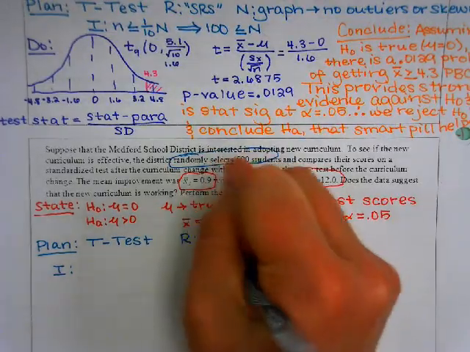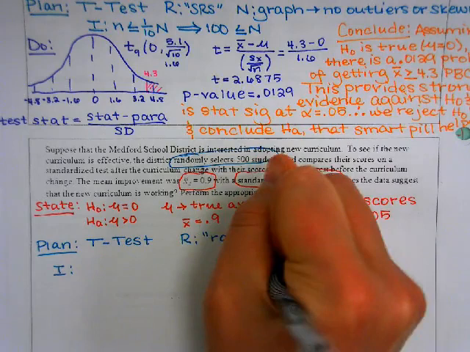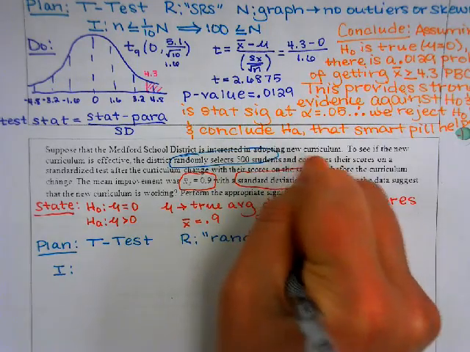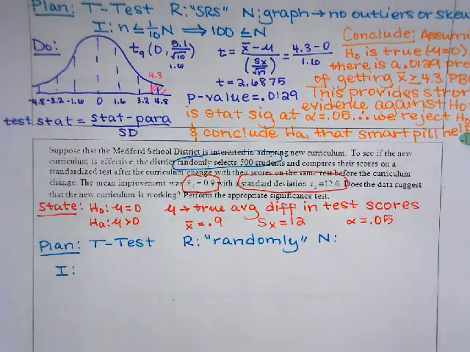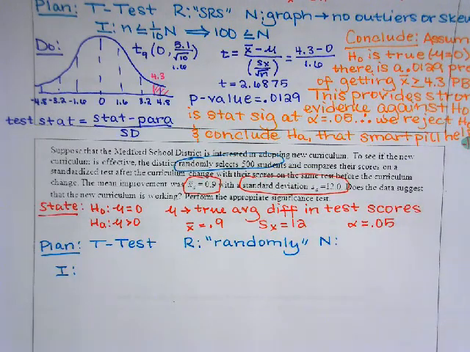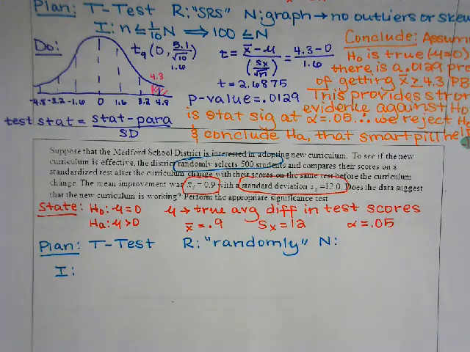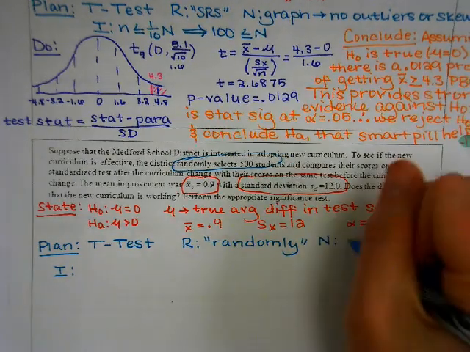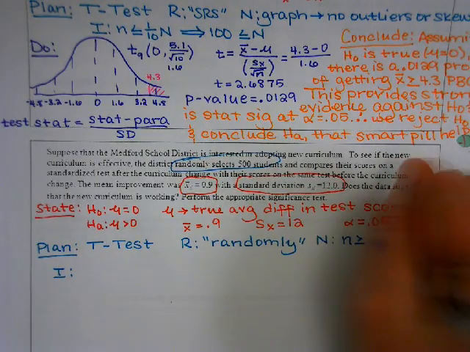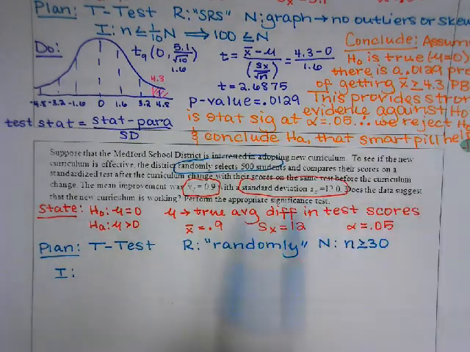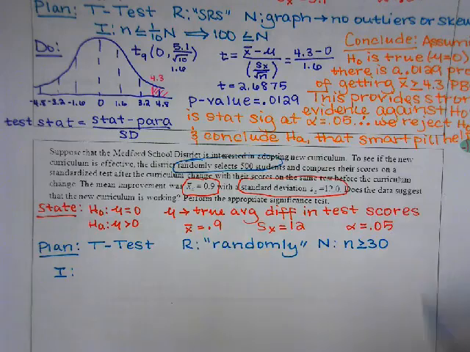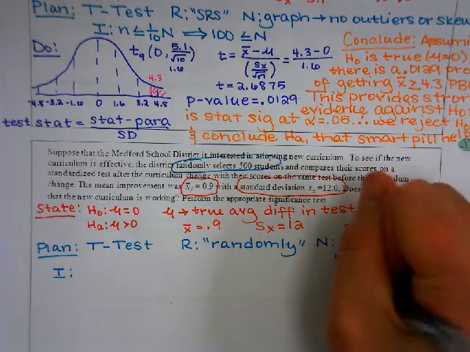How do we know it's normal? The sample size is greater than or equal to 30. It says they picked 500 students, which is greater than or equal to 30. So the central limit theorem applies, and our sampling distribution is going to be normal.